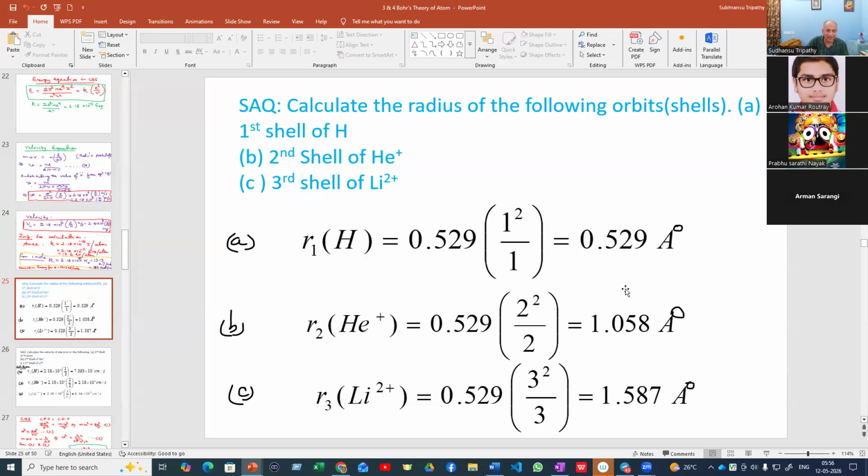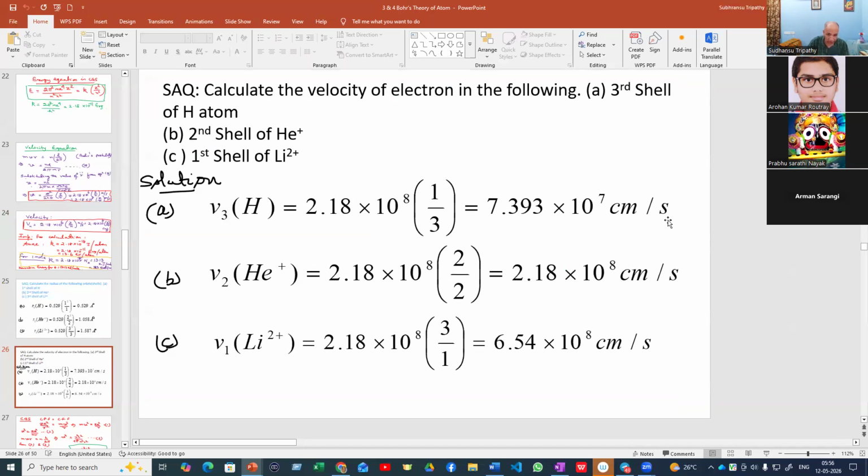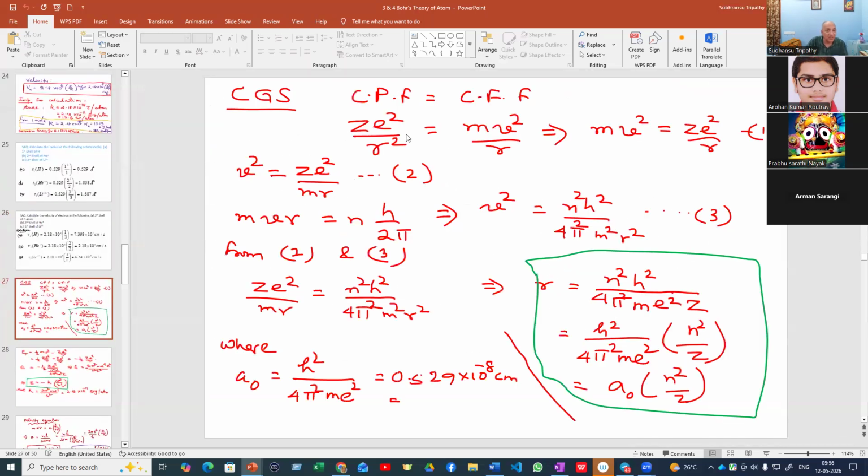Similarly, regarding velocity, the velocity of the electron in the third shell of hydrogen depends on Z above and n below, so Z over n. You know, larger the distance, less is the attraction and the velocity will be less. The distance increases but the velocity decreases, hence the principal quantum number is inversely proportional to velocity. Now the CGS system is very simple, k is 1, everything remaining the same.